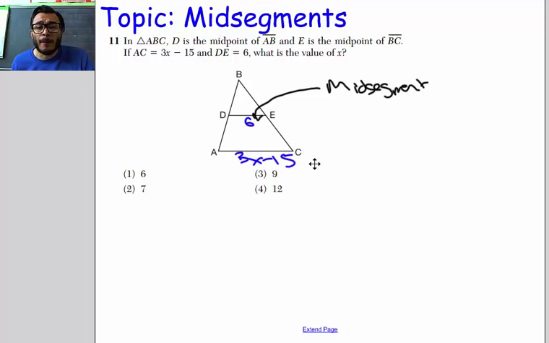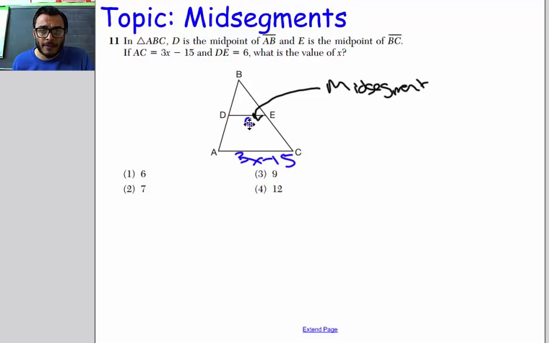So here's the deal. A midsegment is half of the base. So DE is half of AC. So I know that if I want to make some type of equation, I have to multiply 6 by 2 so I could set it equal to 3x minus 15. So 6 times 2 is 12. So I get 12 equals 3x minus 15, and just go ahead and solve for x. So our answer is choice 3, 9.